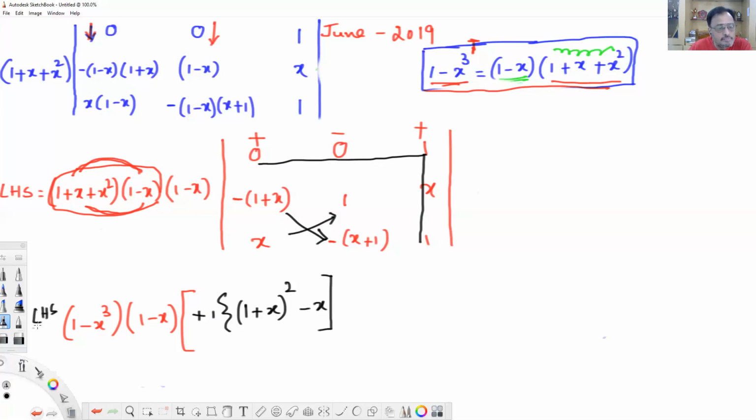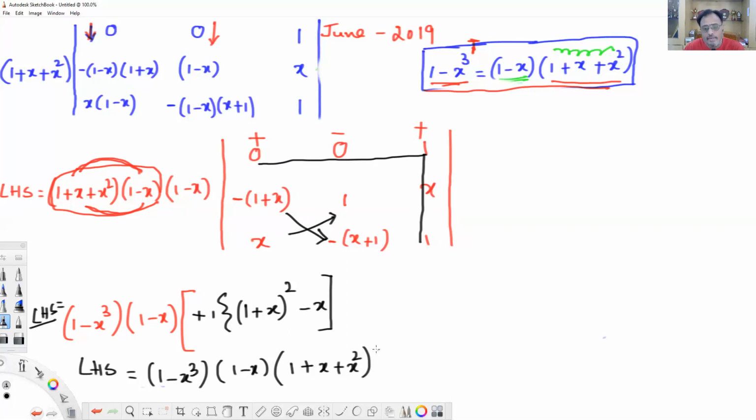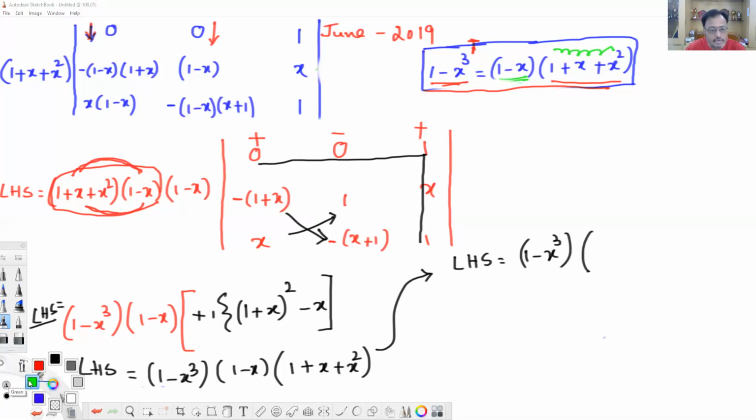This is LHS. LHS is equal to 1 minus x cube into 1 minus x into. So after that simplification, you see that 1 plus x square plus 2x minus x, that means 1 plus x square you get. The final result I'm going to write here, LHS is equal to 1 minus x cube into, once again, look at here. So this is the 1 minus x into 1 plus x square formula.